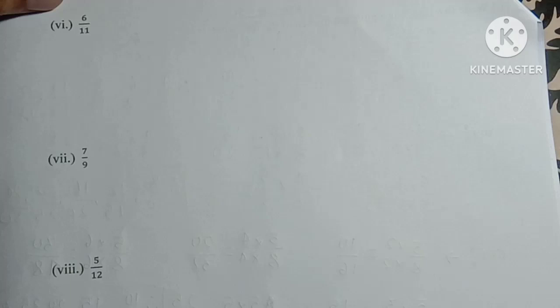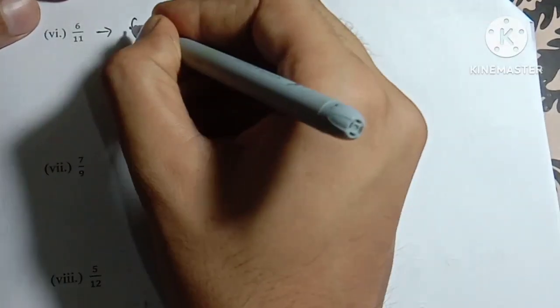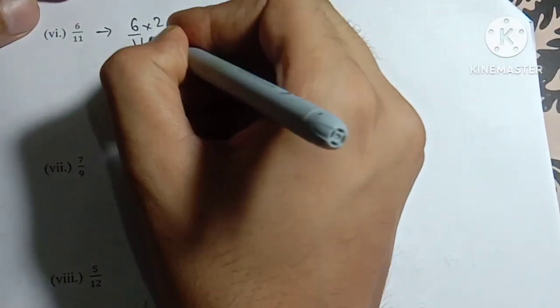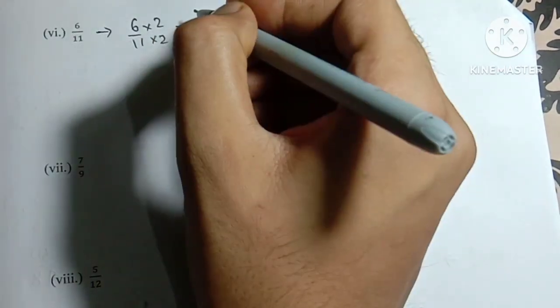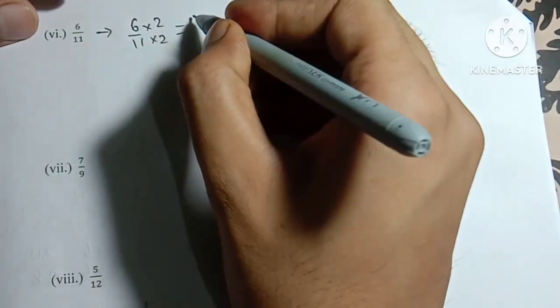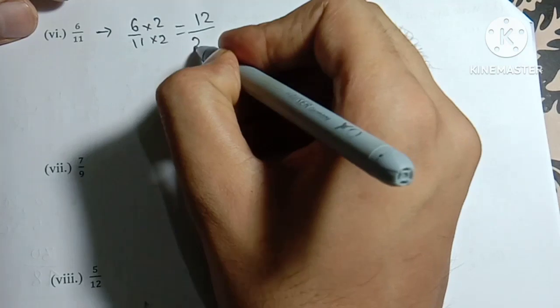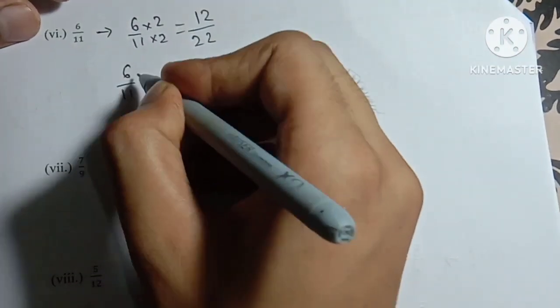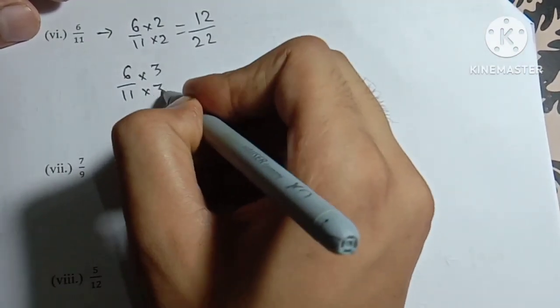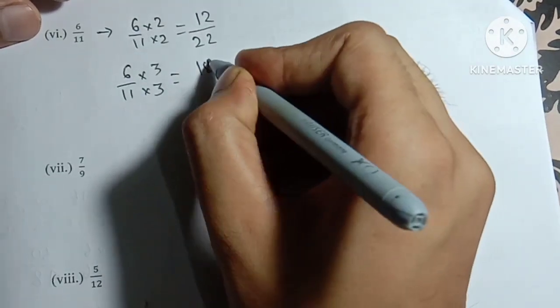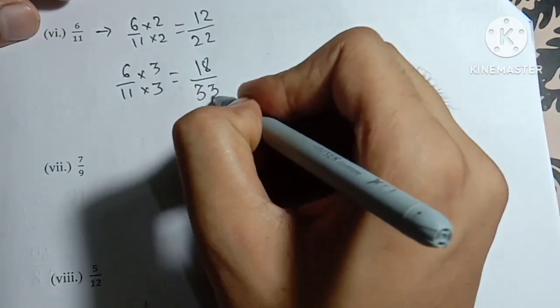The sixth question is saying you have to find the 5 equivalent fractions of the given fraction 6 by 11. To do so, for 6 by 11, we will multiply both the numerator and denominator by the next natural number, that is 2. So we will get 12 by 22. And moving forward, we will multiply by 3. Here we will get 18 by 33.